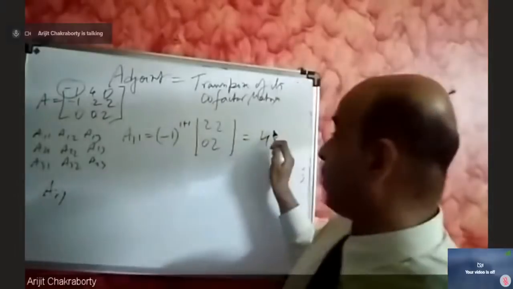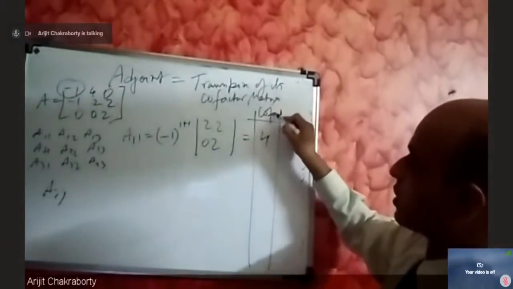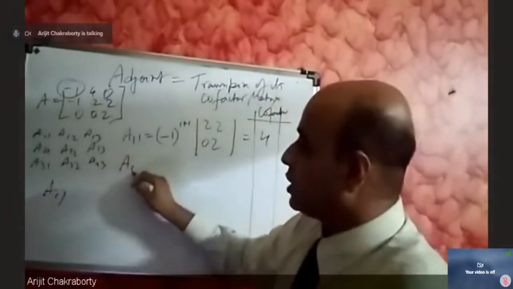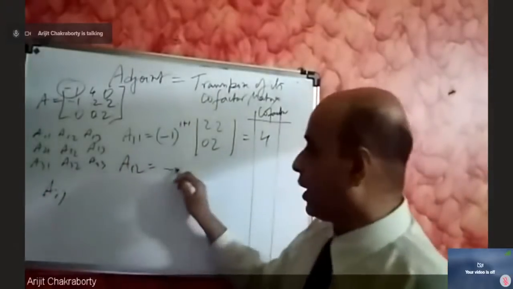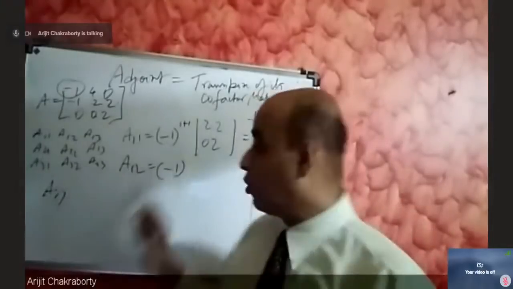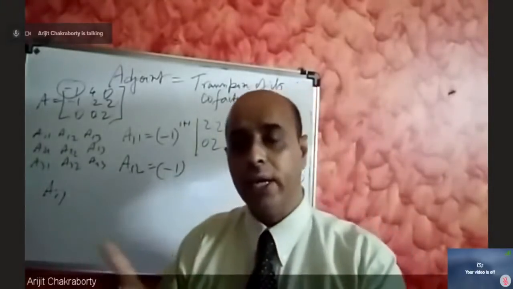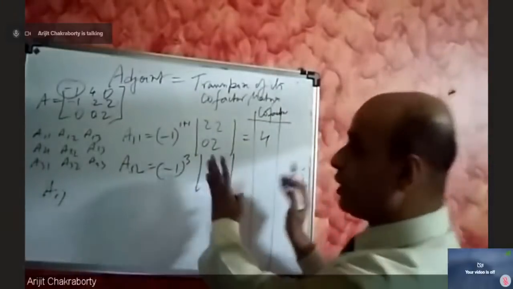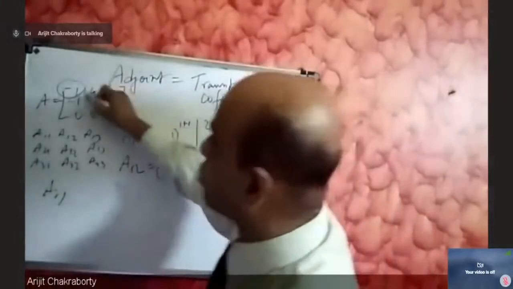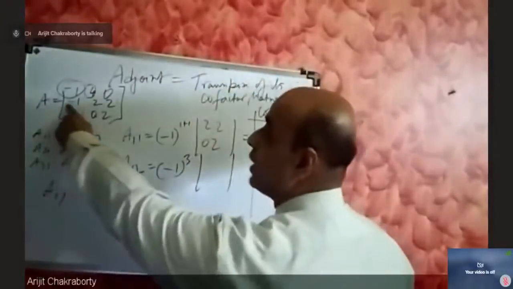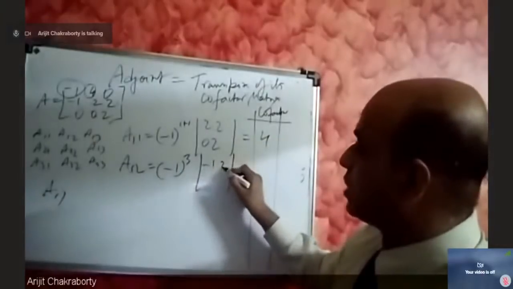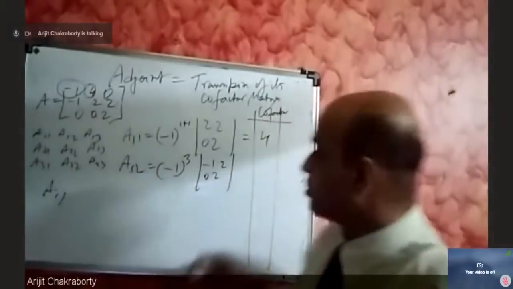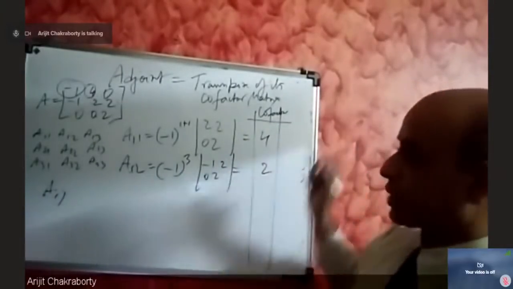Similarly, this is the cofactor. This column is the cofactor column. For A12, the formula will be minus 1 to the power i plus j, that is 1 plus 2. 1 plus 2 is 3, so minus 1 cube. And within the determinant, we will take minus 1, 2, 0, 2. This comes down to 2. So the cofactor is 2.